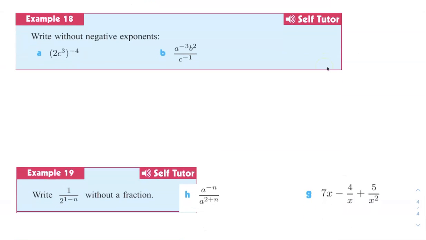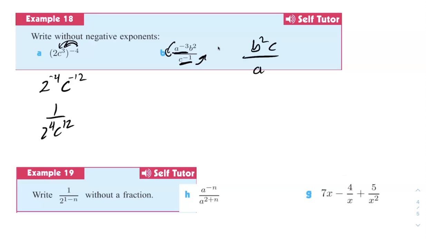Right, without using negative exponents. So first I have to distribute. So I get 2 to the negative 4, c to the negative 12. Now I don't want negative exponents, so they both flip. 1 over 2 to the 4, c to the 12. Next one, you only flip the stuff that has a negative exponent. So that's only the a and the c. C would move up, the a would move down. So I'm going to get b squared c over a cubed. Let me answer there.